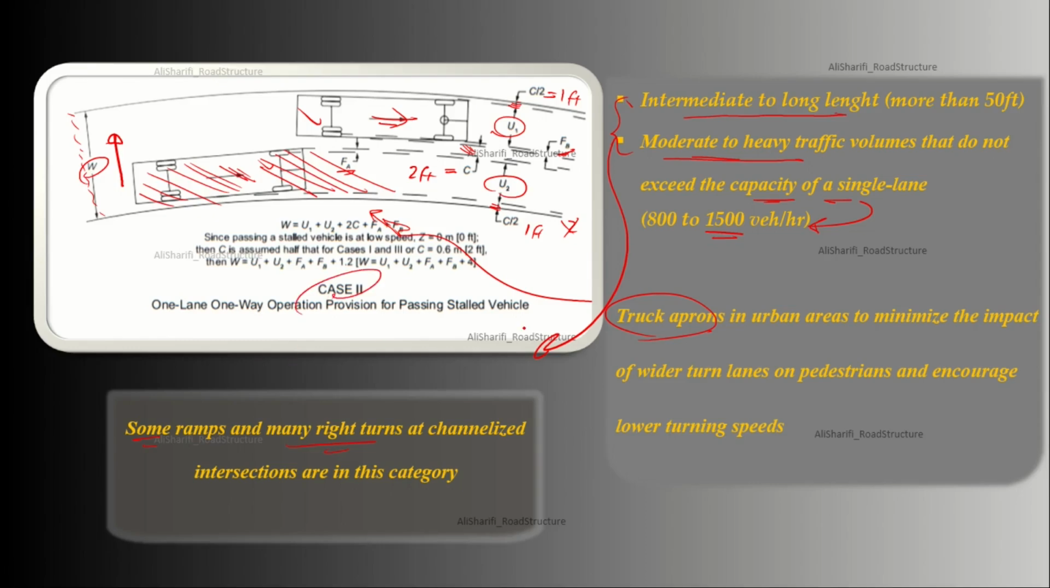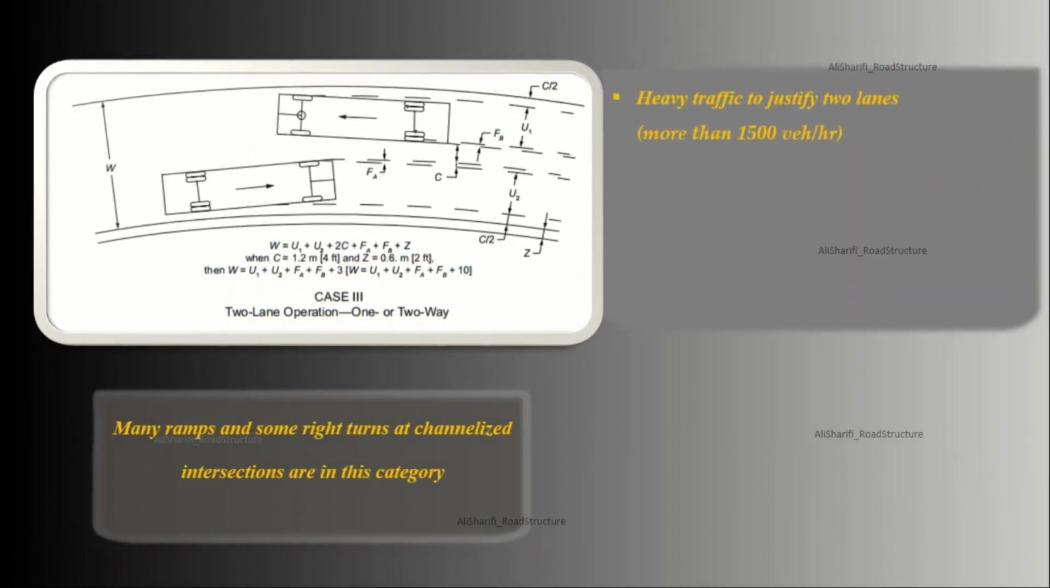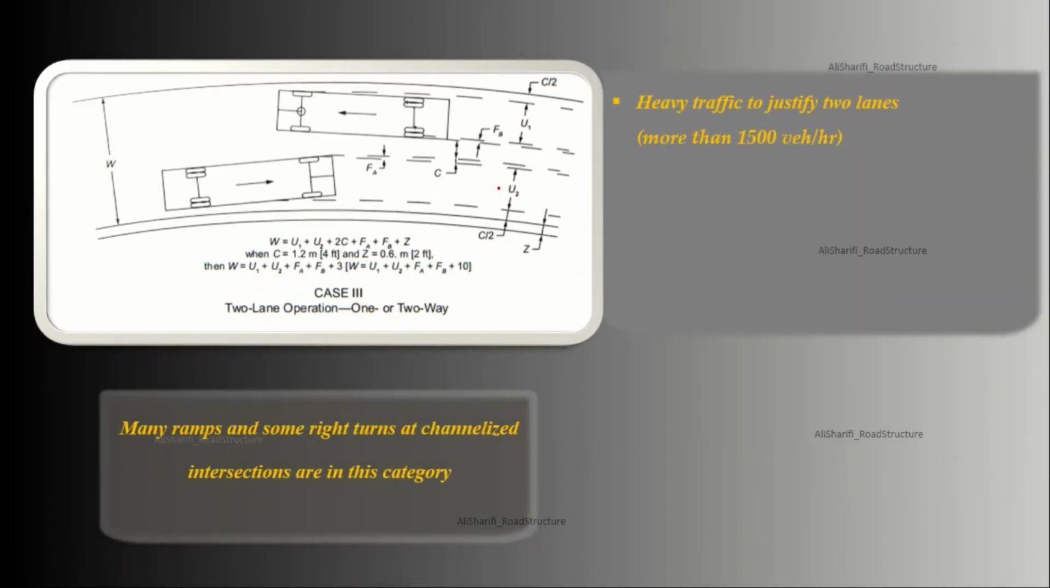All right, and the last case, Case 3, is appropriate when traffic is heavy enough to justify two-lane operation. One could say more than 1,500 vehicles per hour, and it could be either a one-way or a two-way turning roadway. Many ramps and some high-volume right turns fit in this case.